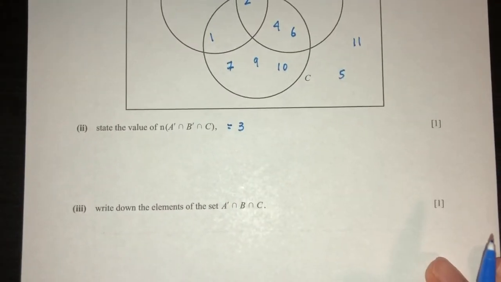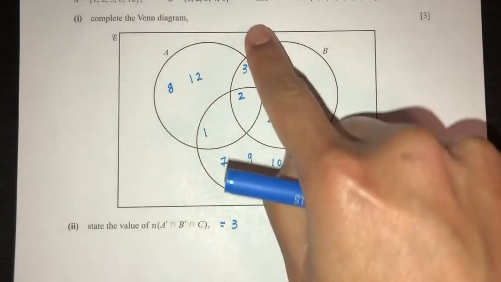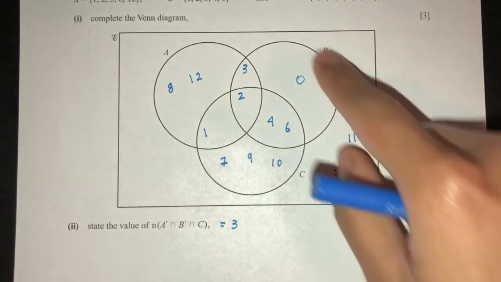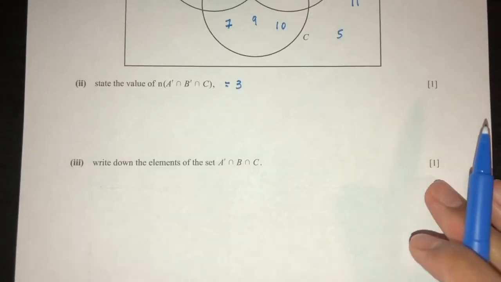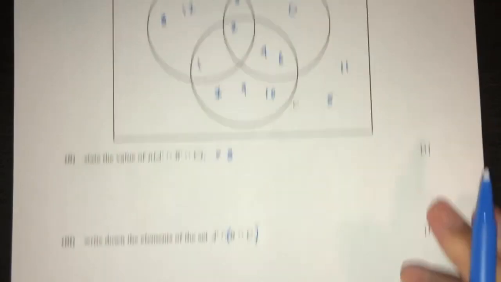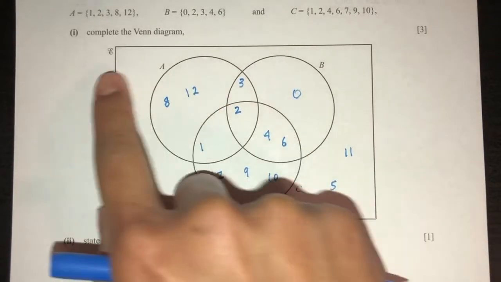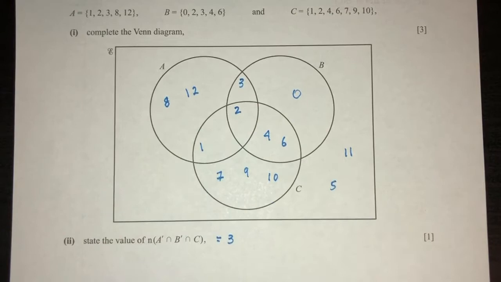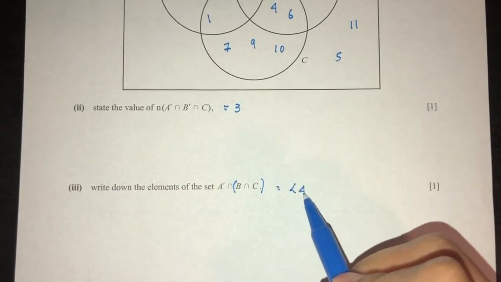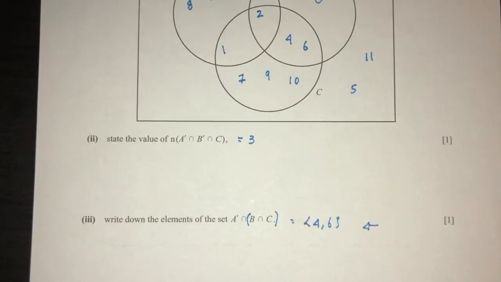Now for part 3, write down the elements of the set A prime, which is outside of A, intersecting B intersecting C. So we have to separate this like this. B intersecting C will be this one, and outside of A will be only this one. That will be 4, 6. So the set will be the elements 4, 6. And that will be your answer for question number 1.